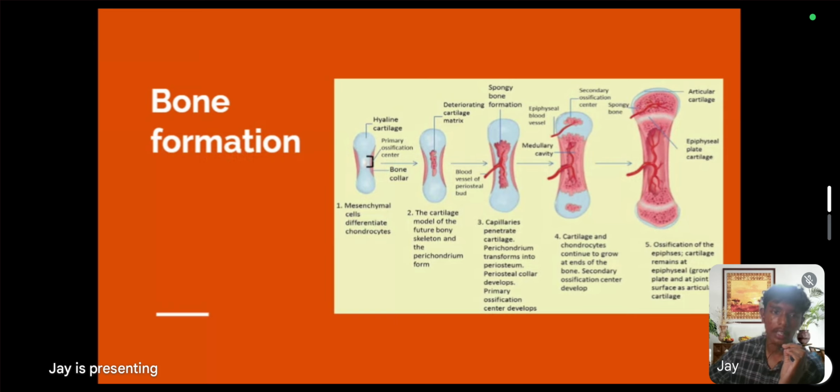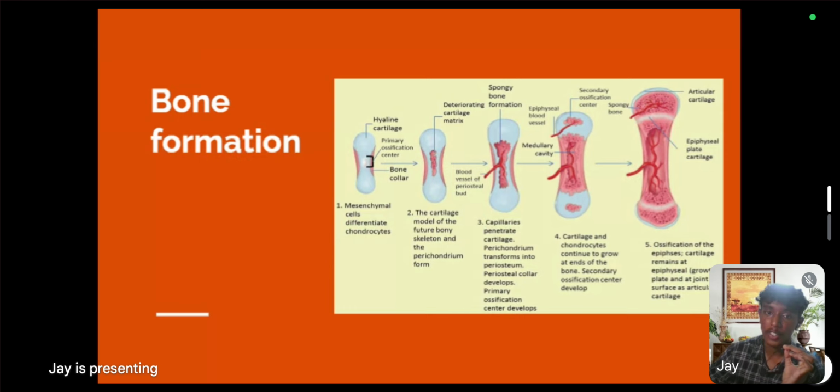After that, cartilage and chondrocytes continue to grow at the ends of the bone, and secondary ossification centers develop. Usually, this one happens after birth, and cartilage remains at the epiphyseal growth plate and at the joint surface as articular cartilage. This is one part of the bone formation.